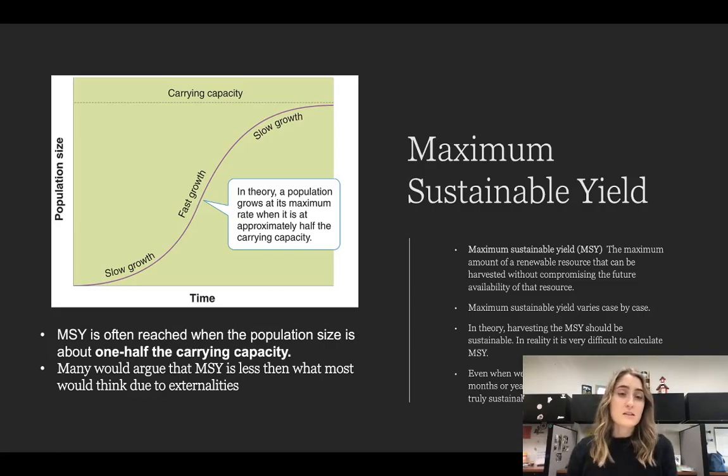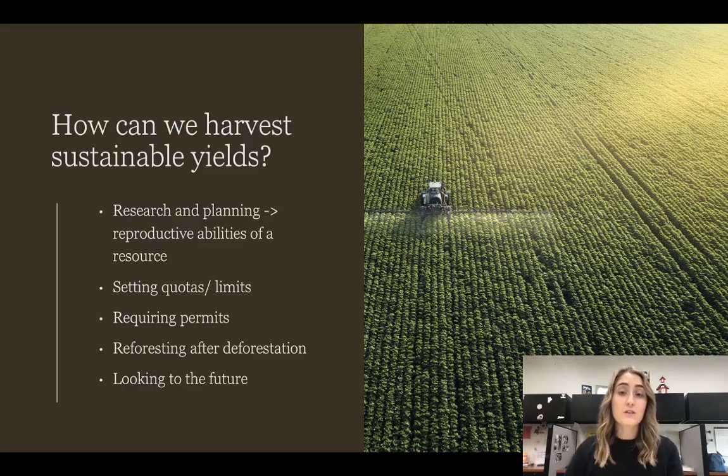The other thing is, it's very easy to miscalculate an exponential or MSY, just because, again, these externalities, you never really know what's going to happen, natural disasters, etc. So how do we actually calculate that maximum sustainable yield, or how do we do our best to harvest a sustainable yield? Takes time, research, planning, really truly understanding the reproductive abilities of a resource.